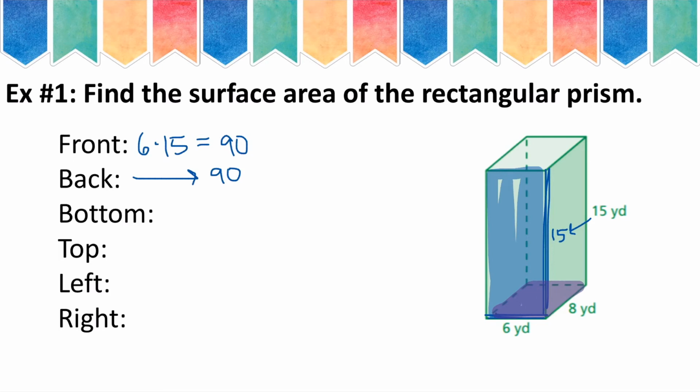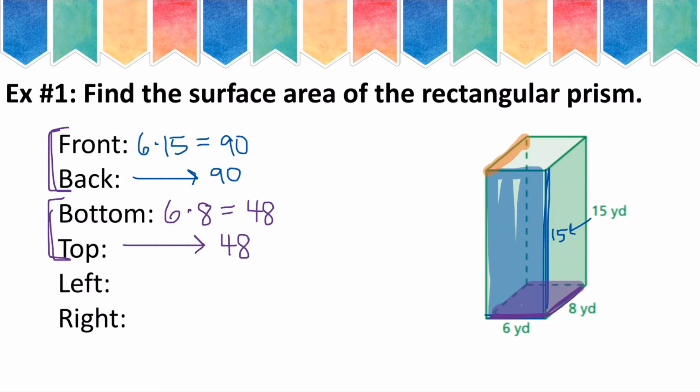And to calculate the area of the bottom, I'm going 6 multiplied by 8. And 6 times 8 makes 48. And just like the front and the back always need to be the same, so do the bottom and the top. So the top will also be 48. Next, I'm going to calculate the left-hand side, which would be over here.